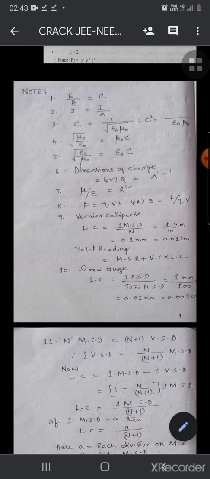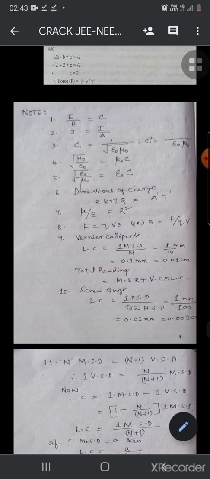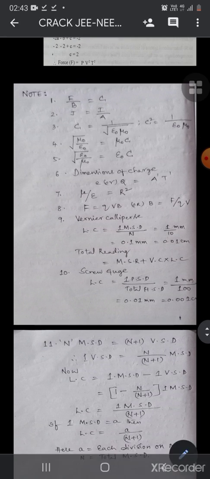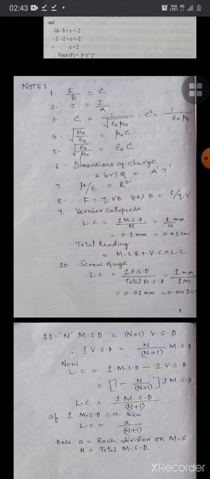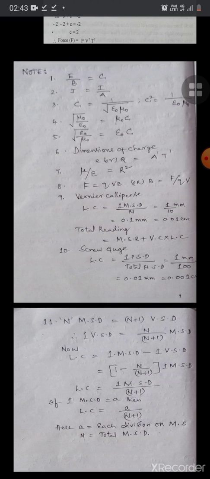Here E by B is equal to C. E is the electric field and B is the magnetic field. Its ratio is C. C is called the velocity of light. Next, J is equal to I by A. Here J is current density, I is current, A is surface area. Next, C is equal to 1 by root epsilon naught mu naught. Here C is velocity of light, epsilon naught is permittivity, mu naught is permeability of free space.